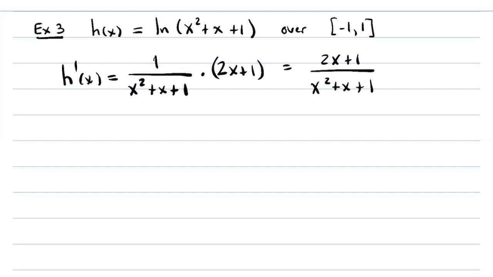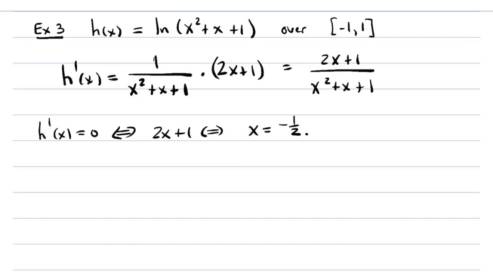Okay, so we've got to think about good and bad critical points. This derivative is a fraction. So let's think about the numerator first. How could h prime be 0? Well, if and only if the numerator is 0, and that happens if and only if x is equal to minus a half. So there's one good critical point at x equals minus a half.